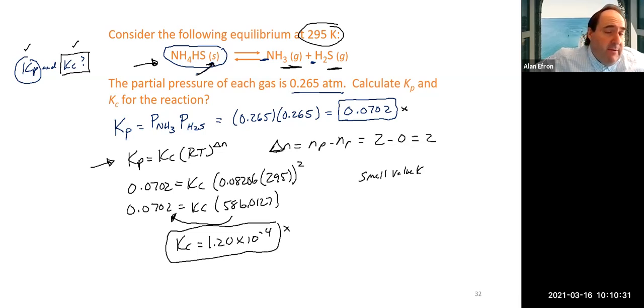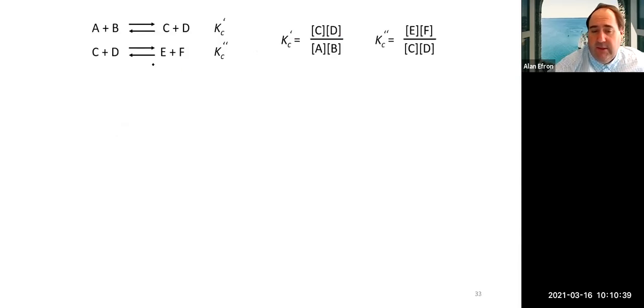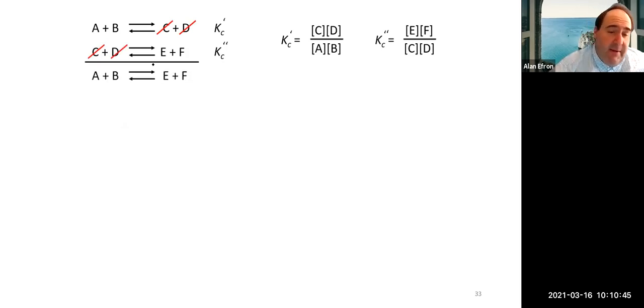Sometimes you need a reversed reaction. Sometimes you need to add a couple of reactions together. And again, that's because, as you're probably aware, not all reactions take place in one step all the way across. So here, maybe it's a two-step process where the first step is A plus B goes to C plus D, and then C plus D react to make E plus F.